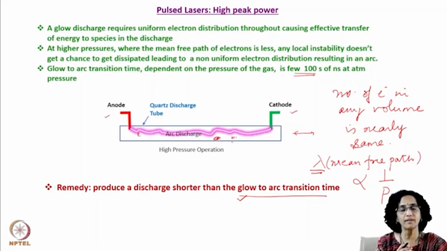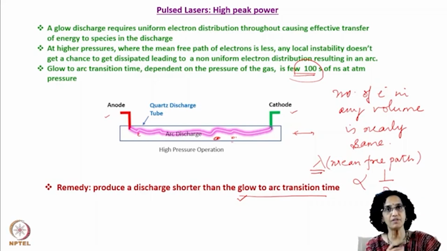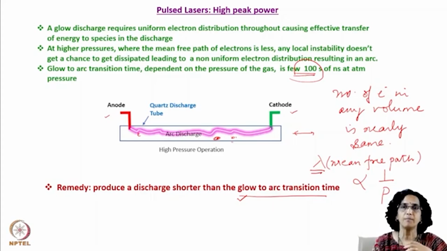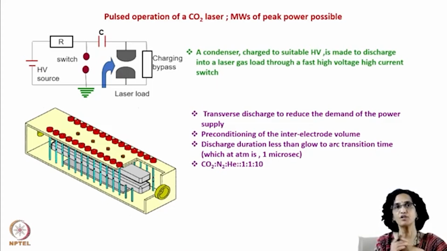So the remedy is to not have a CW discharge. You pulse your discharge and let the discharge duration be within the time in which the glow to arc transition takes place. If it is within that glow to arc transition time, then you ensure that you have a glow discharge, and in that time, you can have population inversion. Also, because your lasing species population is very large, since you are operating at atmospheric pressure or even higher, you can get much higher peak powers. So we come to a pulsed operation of a CW laser, where megawatts of peak power is possible.